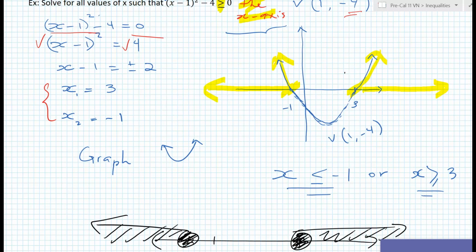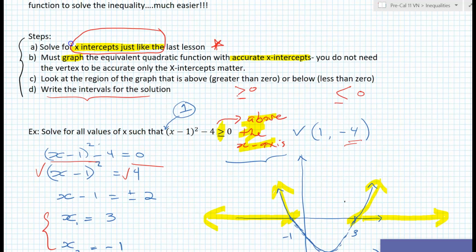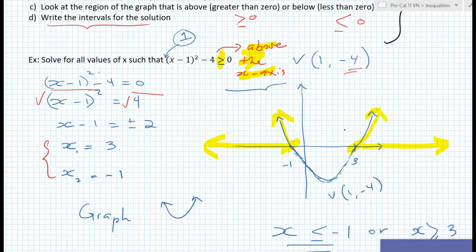One last thing as a review: make sure you follow these steps. Always follow the steps when it comes to solving a quadratic inequality. First, you find the x-intercepts, then you graph it. Once you graph it, you don't really need the vertex form or vertex, as long as you know where the x-intercepts are. If the graph opens upward, which this one does, then great. You just look at which part of the graph is part of the inequality. Is it above the x-axis or below the x-axis?